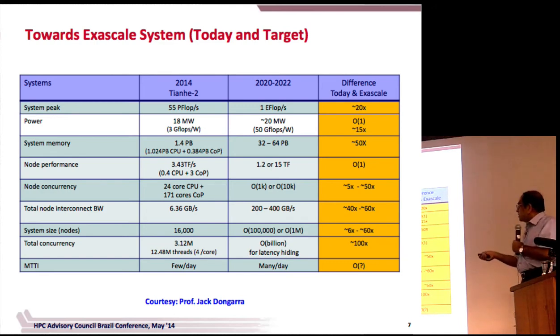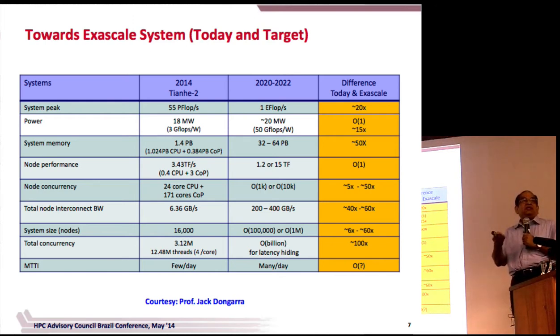Similarly you can compare system memory: we have petabytes, and we want to go to 32 to 64 petabytes, so we need an improvement of 50x. The node performance, that means within a single node, we get around 3.43 teraflops per second. In fact, if you see the breakup, only 0.4 teraflops comes from the CPU, but most of the 3 teraflops comes from the coprocessor, which is the Intel MIC. So you will see the trend is changing: these Many Integrated Core accelerators will be giving us much more compute capability than the regular host.